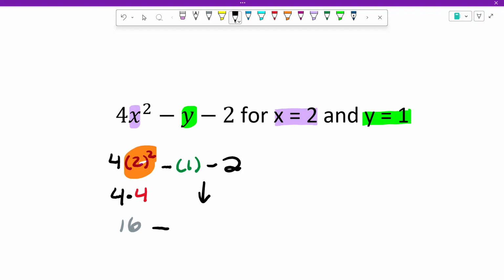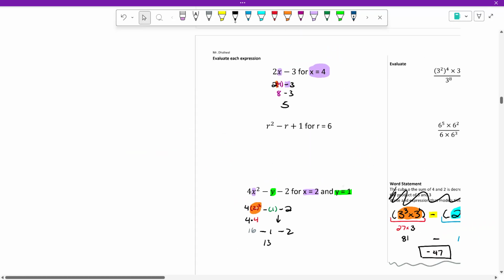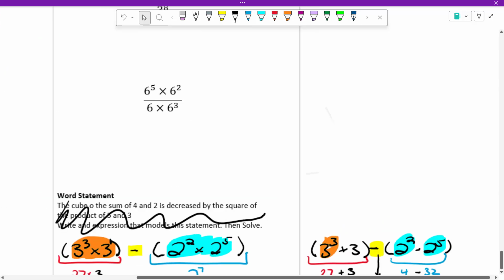Then we drop down this stuff. We have the minus 1, we have minus 2. We just do that calculation. 16 minus 1 is 15, minus 2 is 13, and there we go. Oh, that is easy. Okay? So don't get fooled by the x's and y's. That's easier. All right. So now this one.